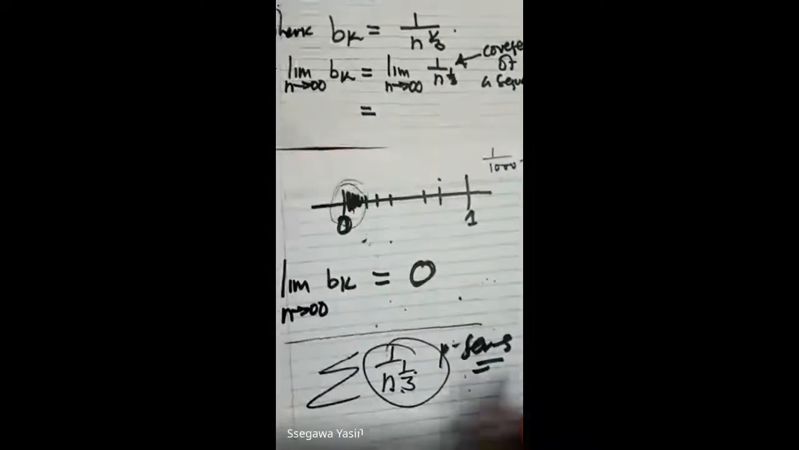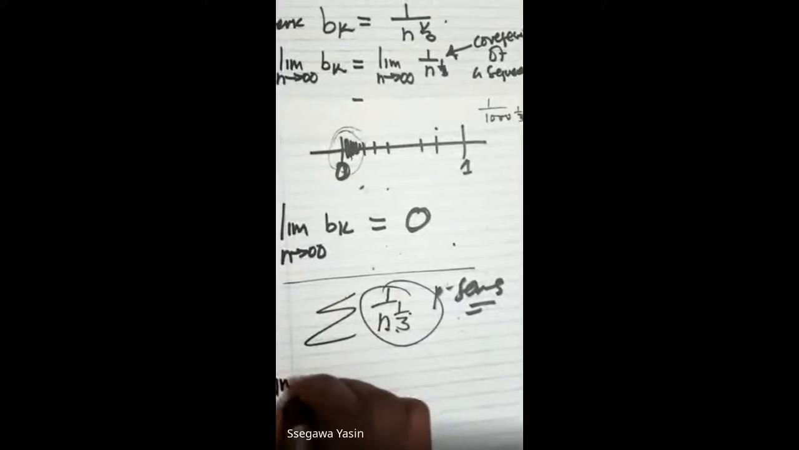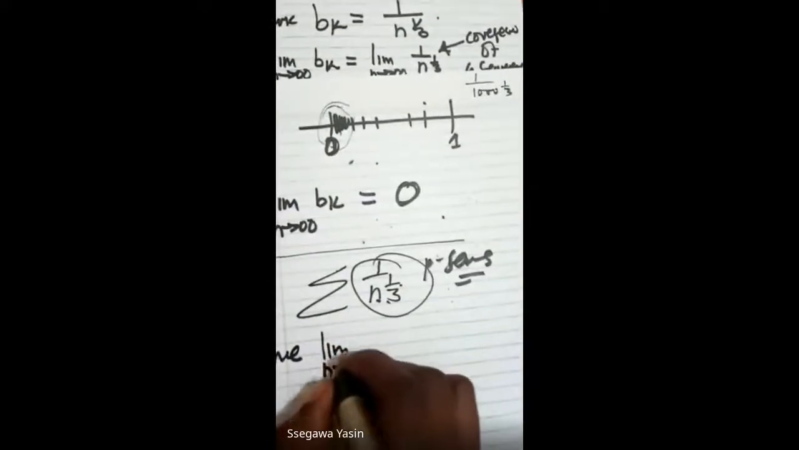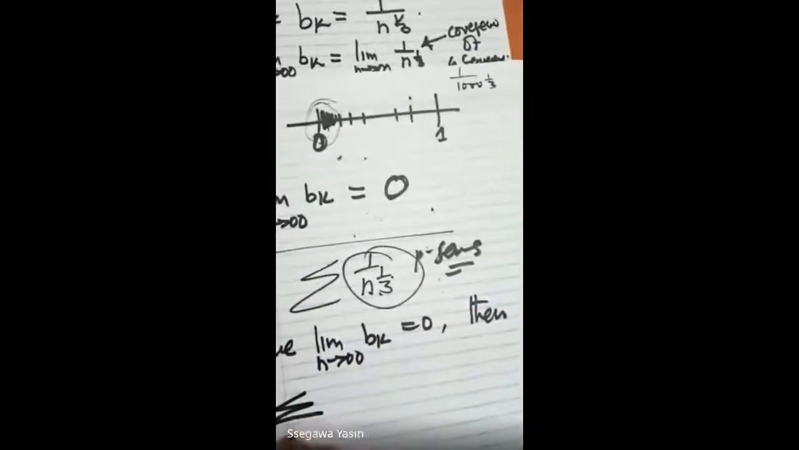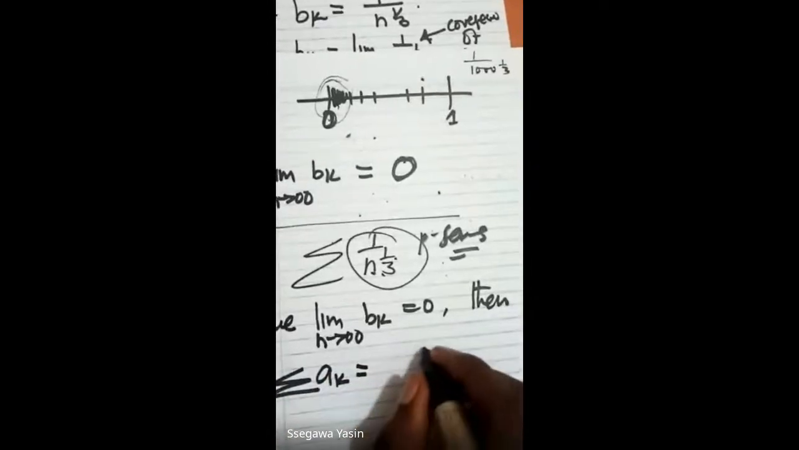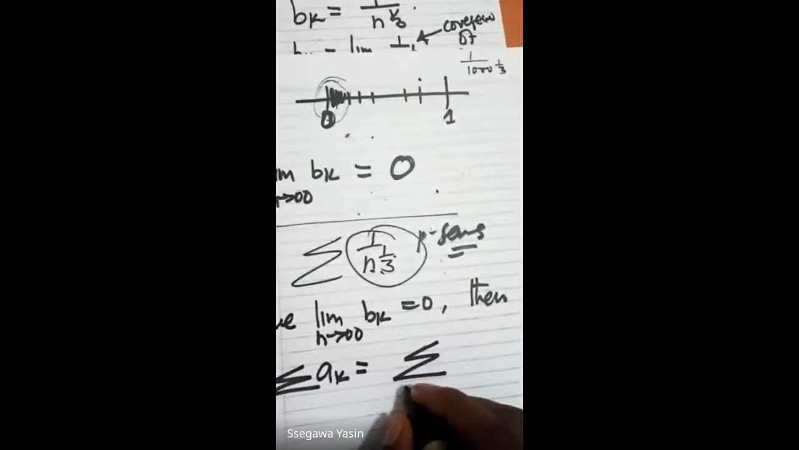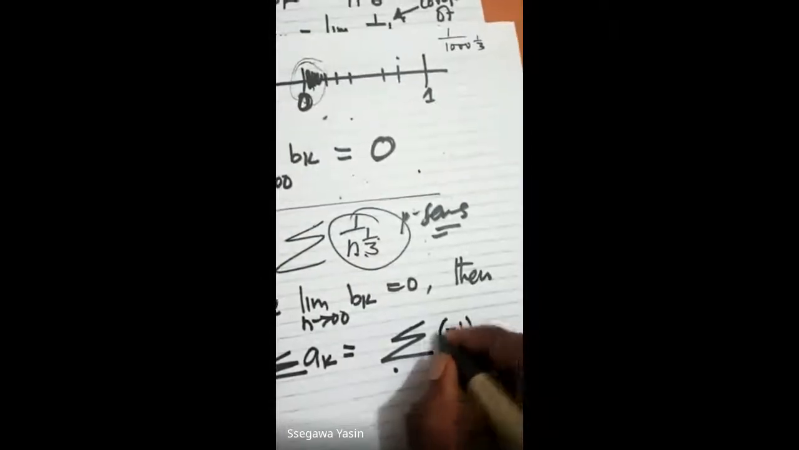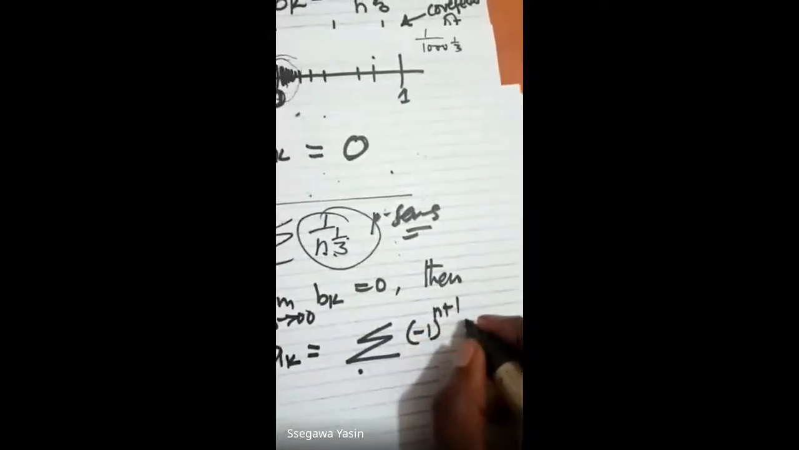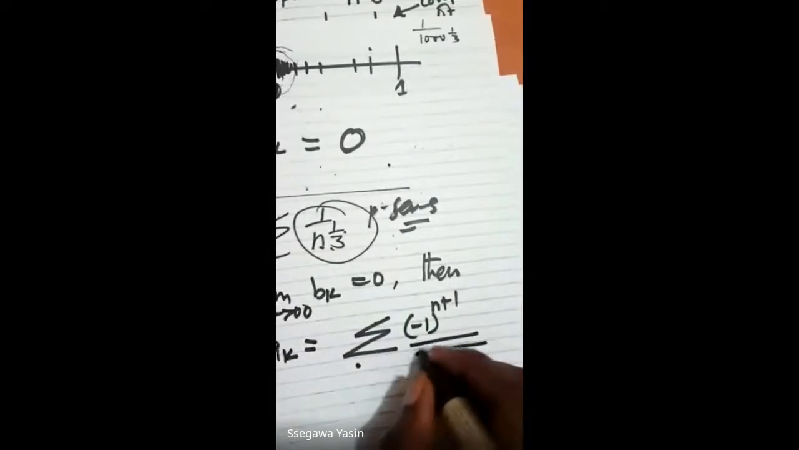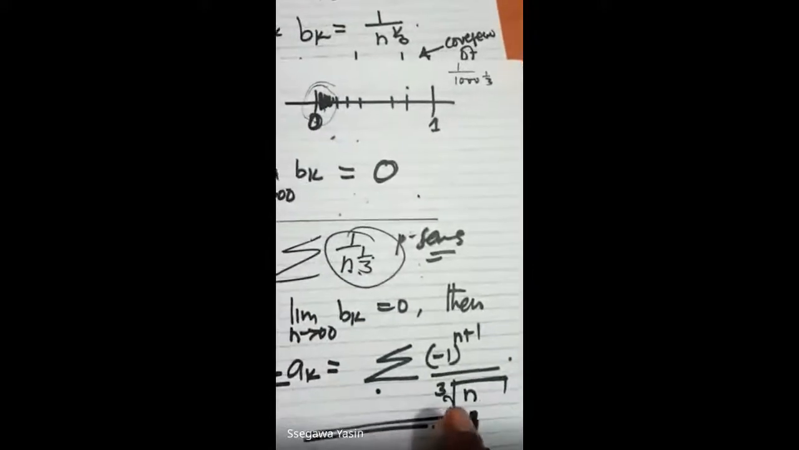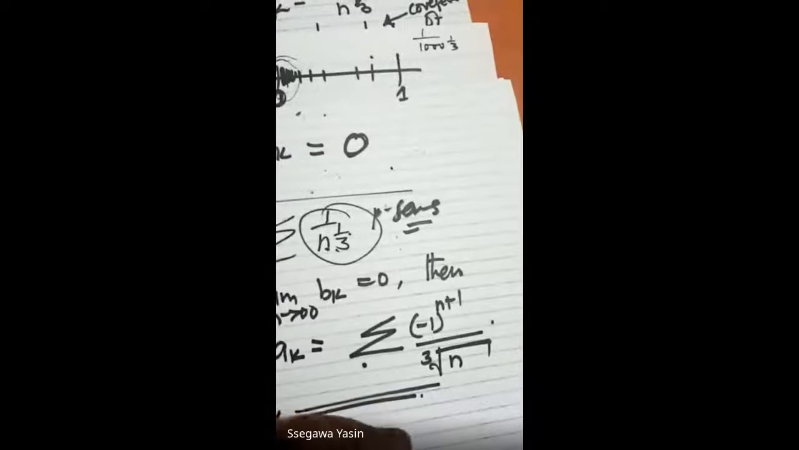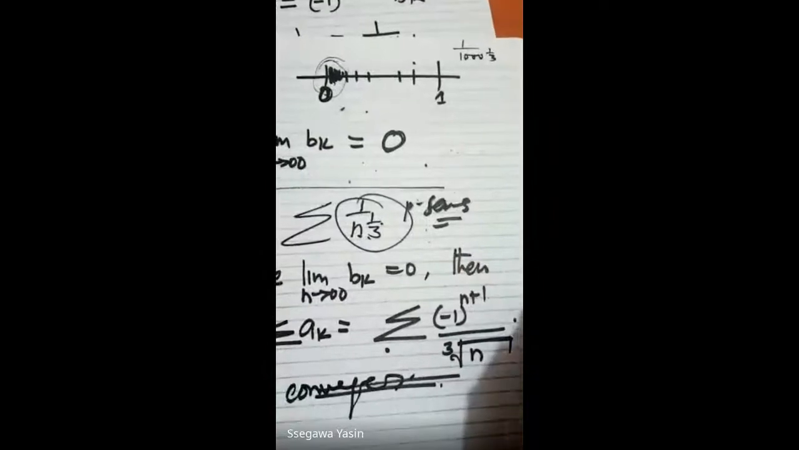So, we are going to say since the limit as n goes to infinity of bk equals 0, then the series of ak, which is -1 to the n plus 1 over the square root of 3n, converges, because we have seen that this guy goes to 0.